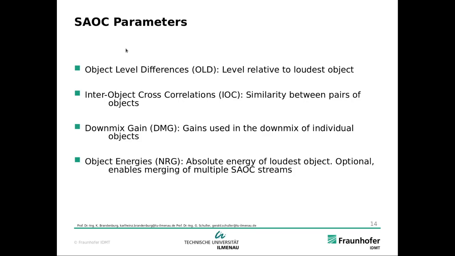So these are the SAOC parameters. As mentioned, we have the object level differences. That's the level relative to the loudest object. Then we have the inter-object cross-correlation. This is the similarity between pairs of objects. Then we have the downmix gain. These are the gains used in the downmix of individual objects. And we have the object energies. These are the absolute energy of the loudest object. Optionally, this enables the merging of multiple SAOC streams.